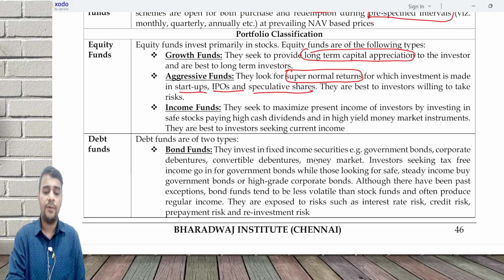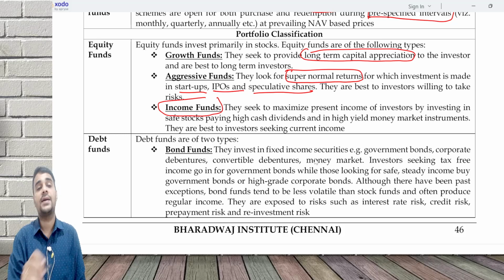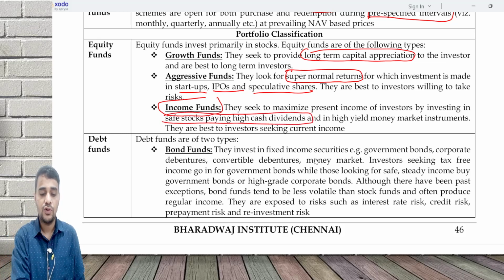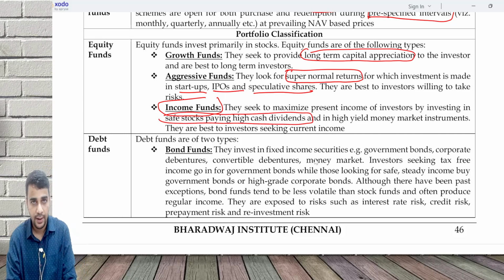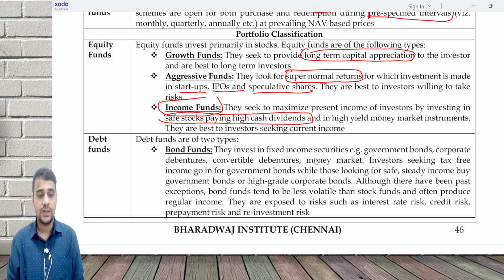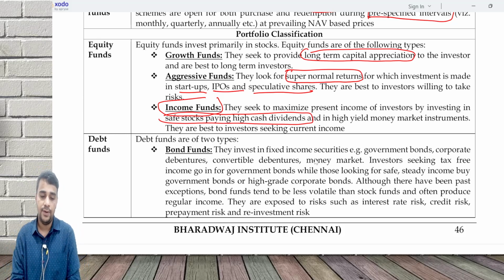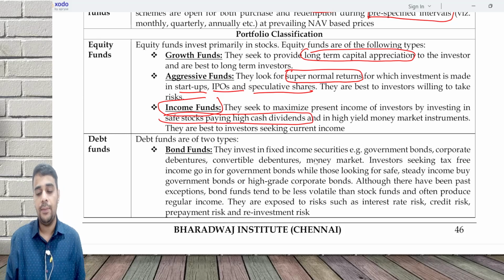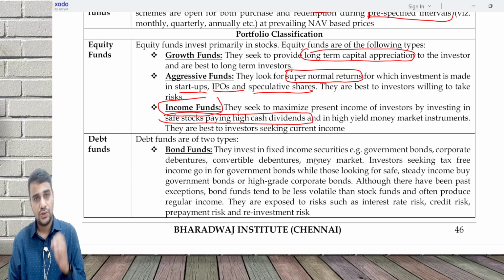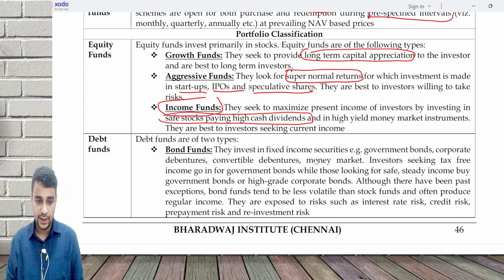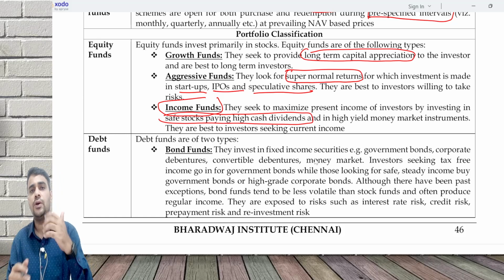What is an income fund? They are trying to maximize the present income of the investor. Present income is whatever regular income they are going to get by investing in safe stock, which has very high cash dividend, or you invest in money market instruments which have a high yield. Income funds can invest in safe stock having high dividends and also in high yield money market instruments. Objective is to give steady income. So the mutual fund will be getting steady dividend income that would get passed on to these investors.